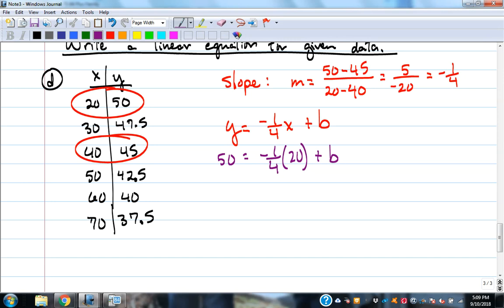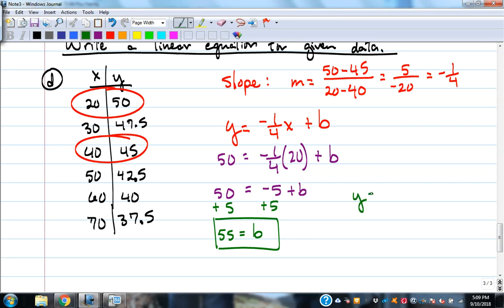1/4 of negative 20 is negative 5. Add 5 to get b by itself. 55 is equal to b. My final answer: y equals negative 1/4 x plus 55. That's the equation for that data set, a linear model for that particular data set.